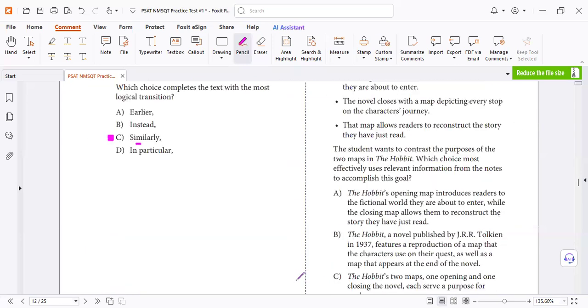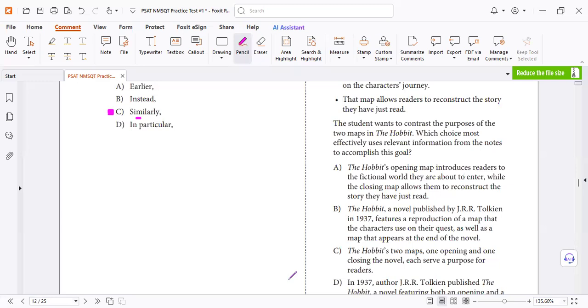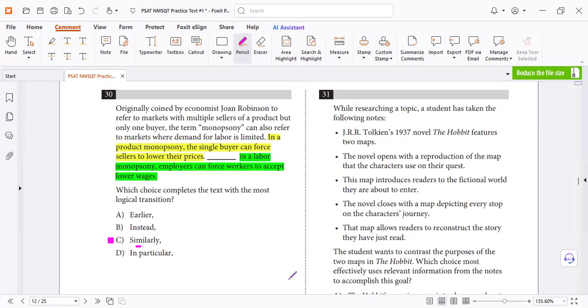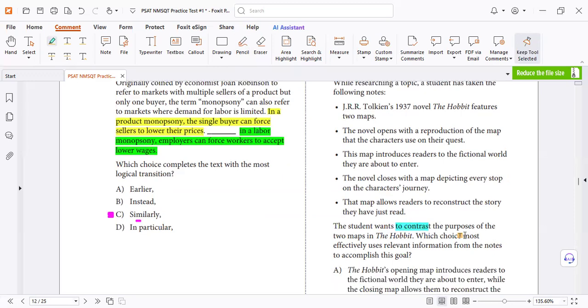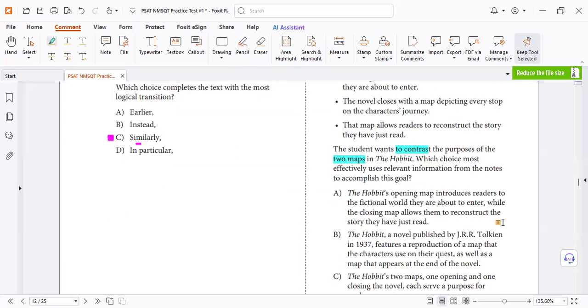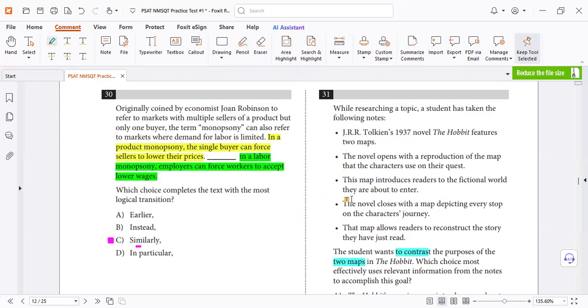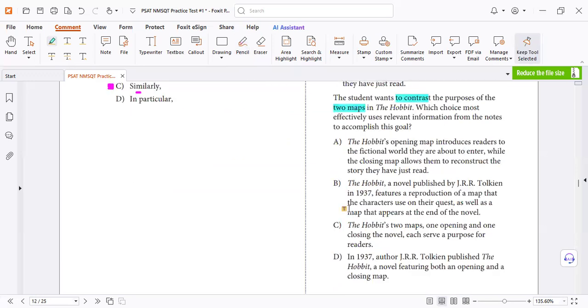Right, my dear friend. Now let me answer the next one to remind you. For number 31, we always ask you for a target in the questions. Be careful about it. You want to show contrast in the purposes of the two maps. So your answer must show contrast and the purposes of both of them. Now I can answer without reading the notes.